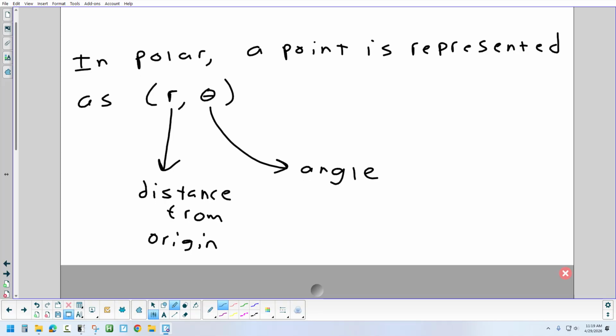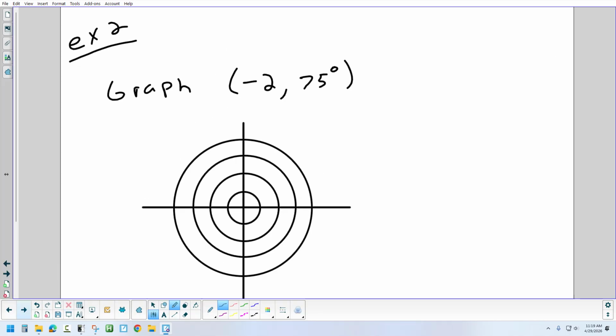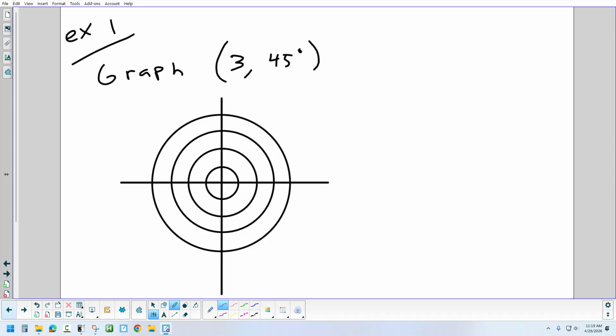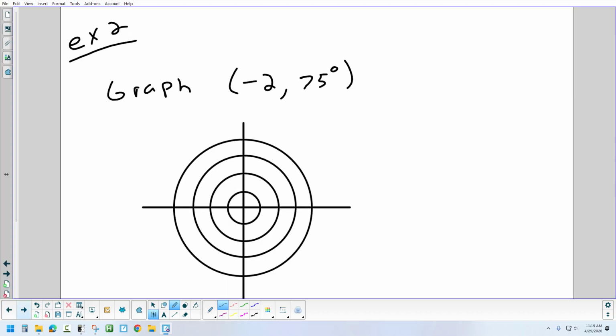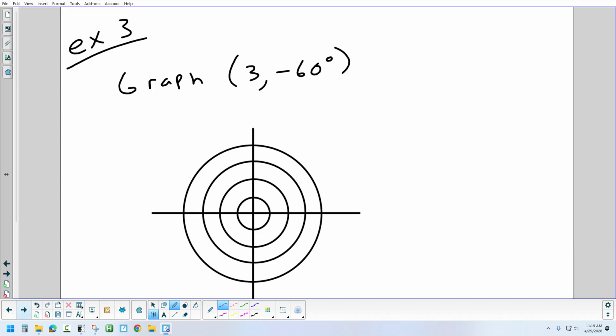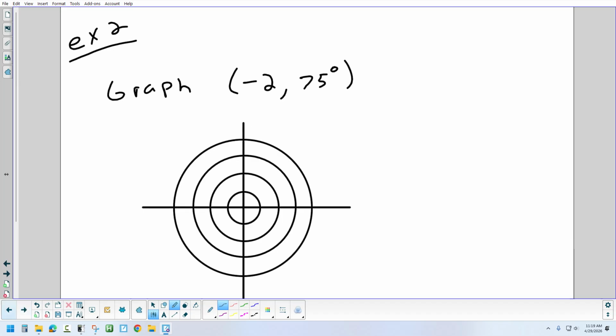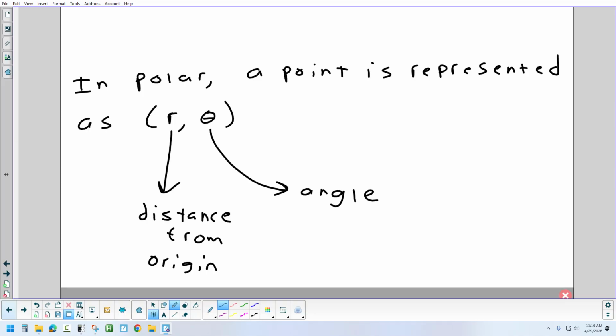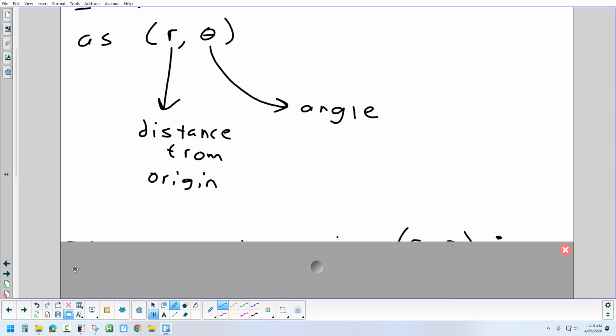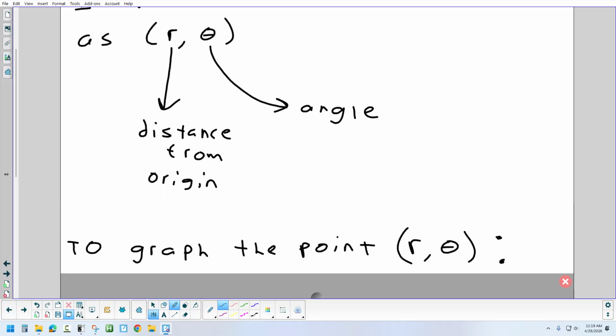Okay, so that's how you write a point in polar. I probably have an example. This one: 3, 45 degrees. That is a polar point. -2, 75. 3, -60. Those are all polar points. So when you're graphing it, you start with the first number, which is R. And I'm going to tell you how you do that.